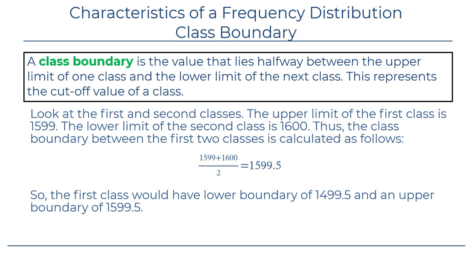So anything 1599.5 and less would belong in the 1500 to 1599 class, and anything 1599.5 and greater would end up in the next class up, the 1600 to 1699. So again, to determine that class boundary, you're just going to add the upper limit of one class to the lower limit of the next class and divide by 2, and that's going to give you the average of those two values, which will be your class boundary.